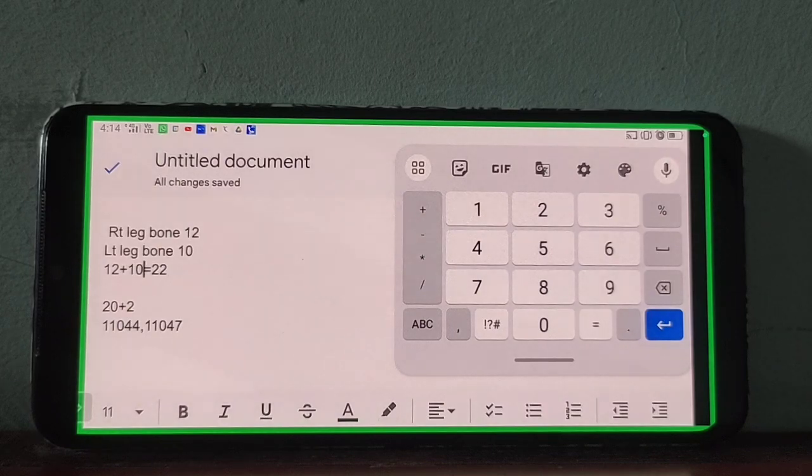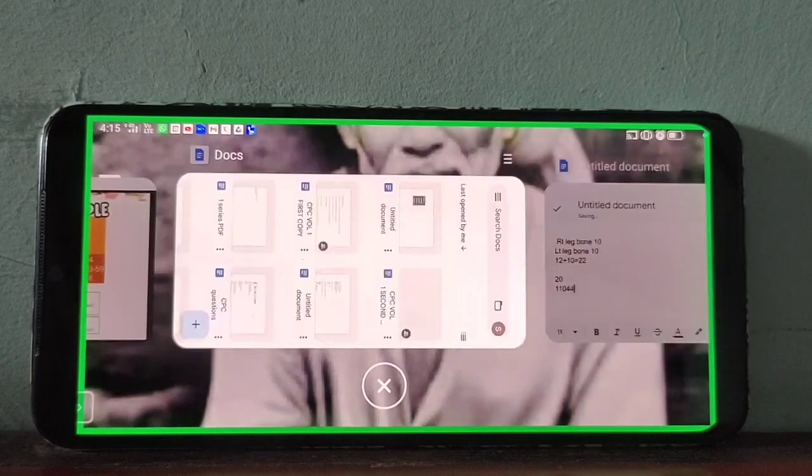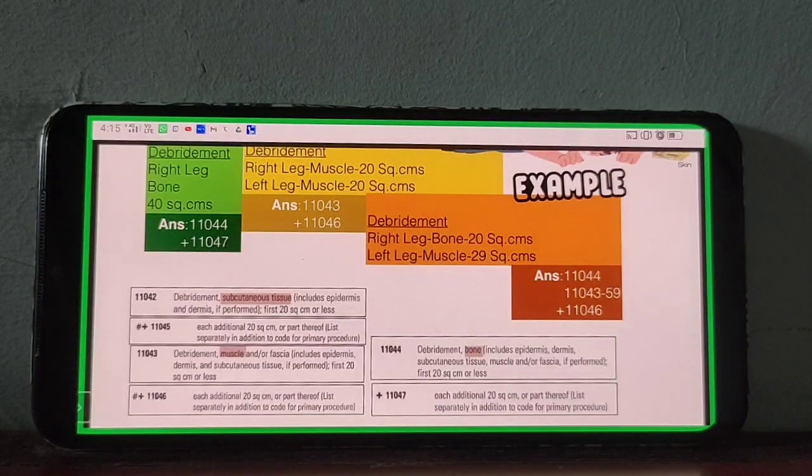Right leg bone 10 centimeters plus left leg bone 10 centimeters. Both are 10, am I right? Yes. Both together make 20. 10 plus 10, 20. You just report the code 11044. Thus, the primary code is for the first 20, and each additional 20 is reported with the add-on code. Did you understand now? Yes, ma'am.